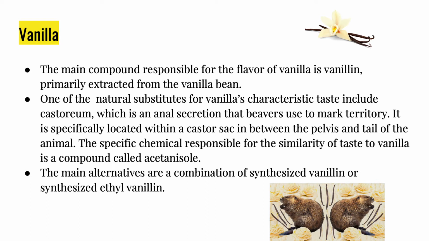One such natural vanilla substitute comes from a substance called castoreum. Castoreum is an anal secretion that beavers use to mark their territory. Beavers have this substance in a castor sac located between the pelvis and tail of the animal. Among the hundreds of compounds in castoreum that match the vanilla flavor is a compound called acetanazole. While acetanazole provided a shortcut for a vanilla substitute, there are not enough beavers to satisfy this demand. So main alternatives are synthesized vanillin or a similar compound, ethyl vanillin.